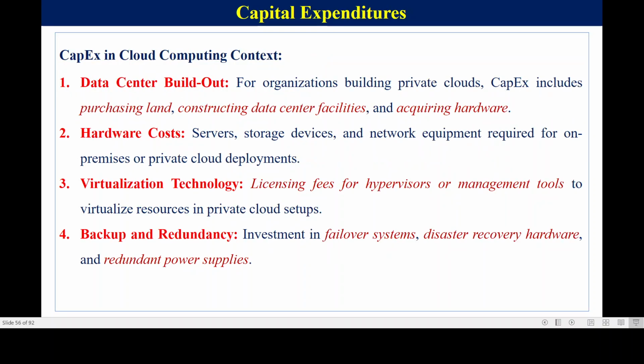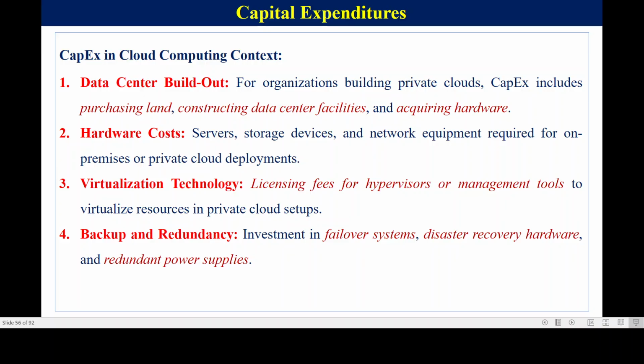What contributes to capital expenditure? Now let's see where organizations actually spend this capital investment. The first one is data center construction. If an organization builds a private cloud, it needs land, building, cooling system, power supply, and physical security. All of this contributes to the capital expenditure. And the next one is hardware purchase. Organizations purchase servers, storage systems, routers, switches, and firewalls. These are long-term assets.